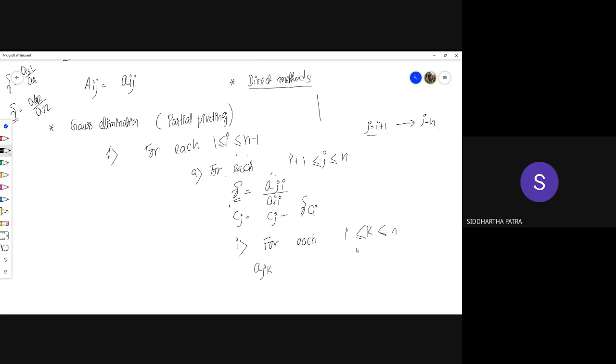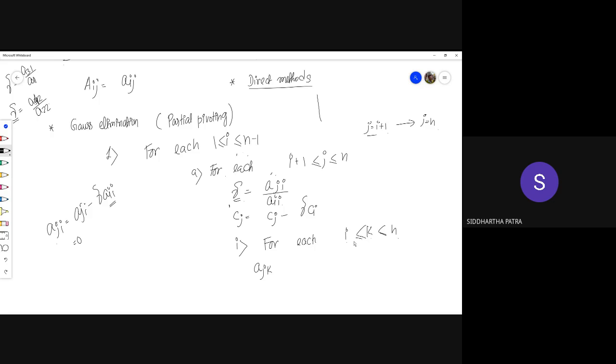Now for each I, for each k going from I to n, because you also need to make this subtraction, right? AJI equals AJI minus gamma times AII. You are supposed to do this, right? Once you do that, then what would happen? Since gamma is defined as AJI divided by AII, the modified AJI would be 0.